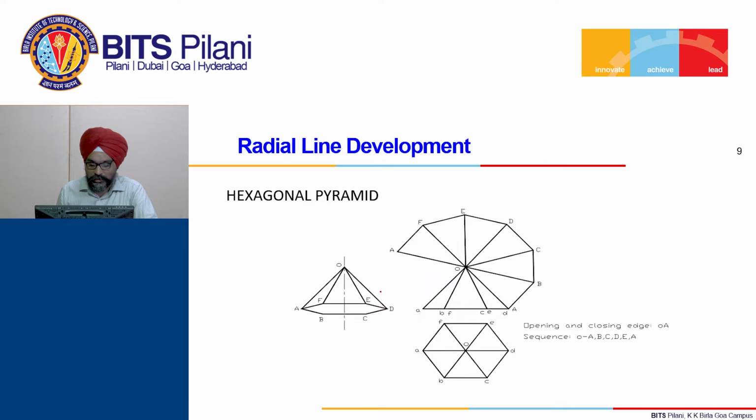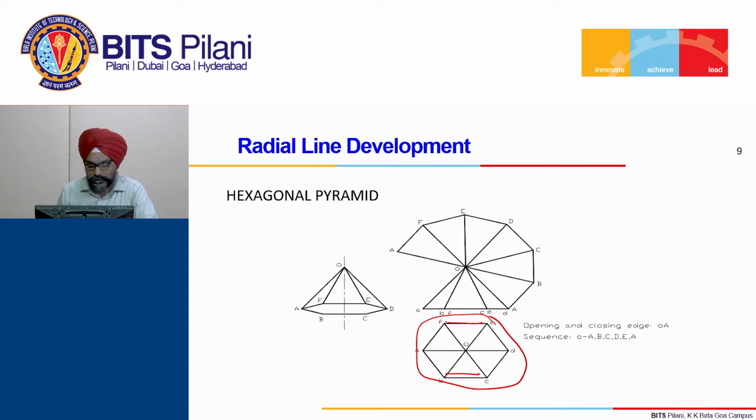But before that, we will also cover the fundamental development for the pyramid as well. We have a hexagonal pyramid here, let us say. This pyramid has the two opposite base edges parallel to VP.